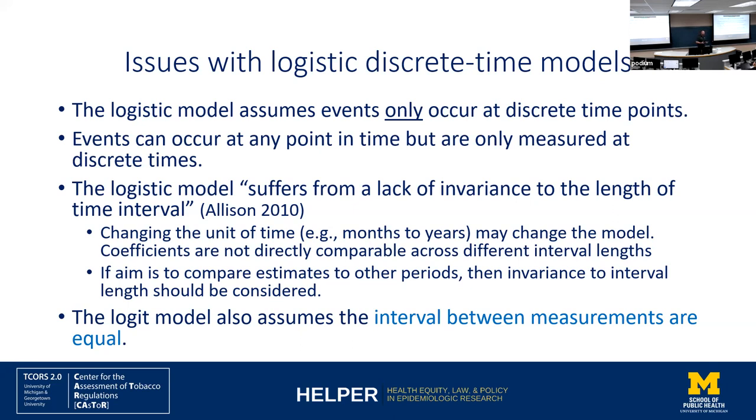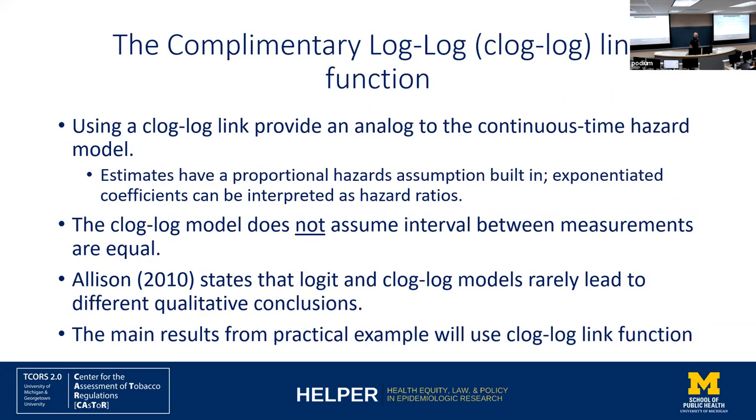I think it's important to think about how we're going to model the different kind of collection of the data. We can't control how PATH collects the data, but we do have some control over the analytic decisions that we make. The reason I mention these things is that there's a compelling reason, I think, to use the complementary log-log link function, making it more like Cox proportional hazards models, rather than the logit link function.